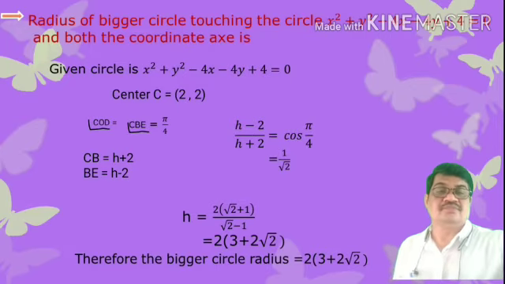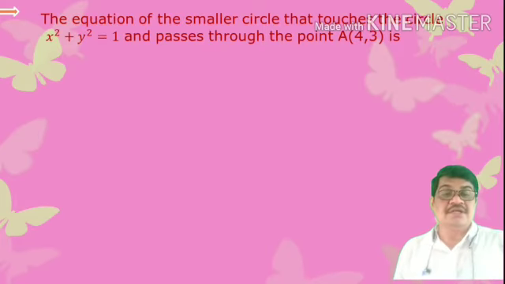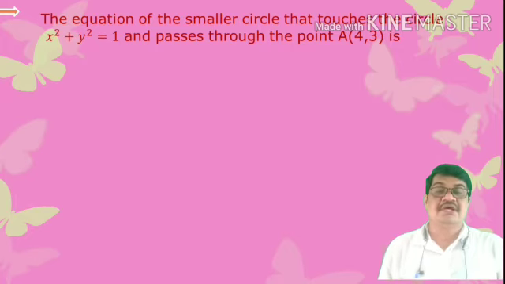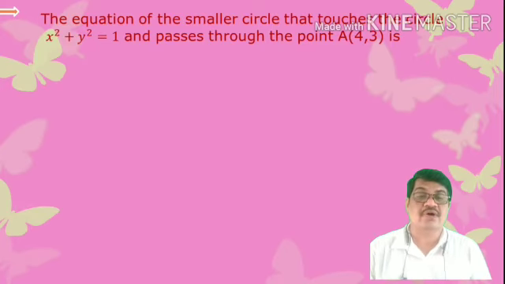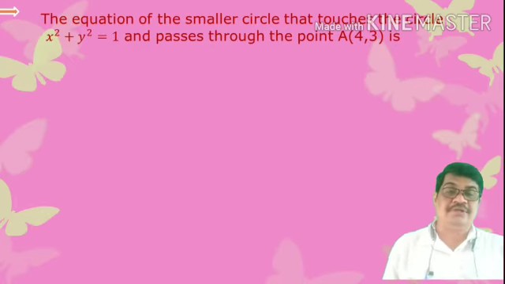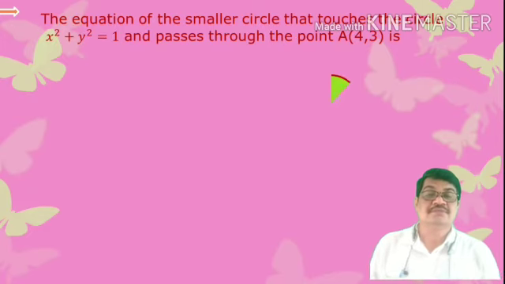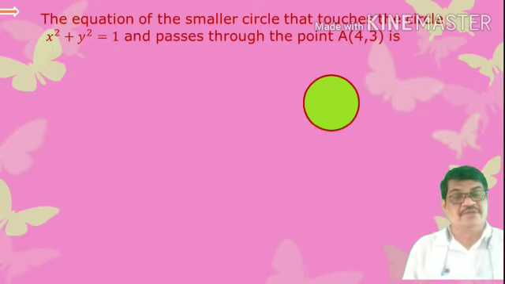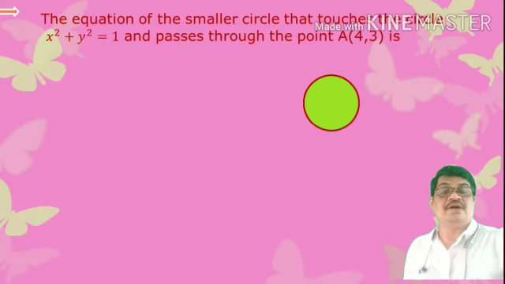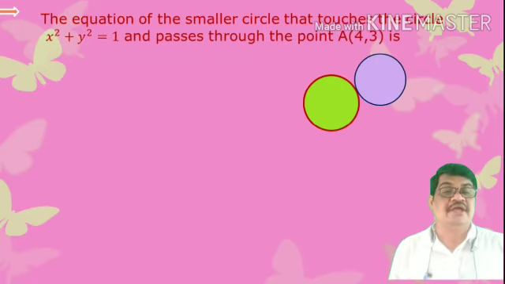Next, see another concept. The equation of the smaller circle that touches the circle x square plus y square is equal to 1 and passes through the point A of 4 comma 3. Now we have to find the equation of the smaller circle that touches x square plus y square is equal to 1 and passes through the point A of 4 comma 3. See the diagram.